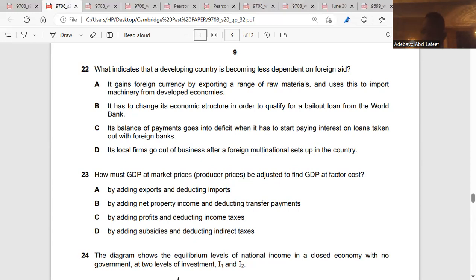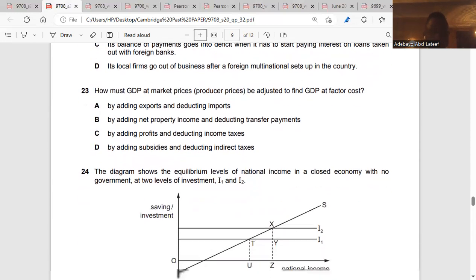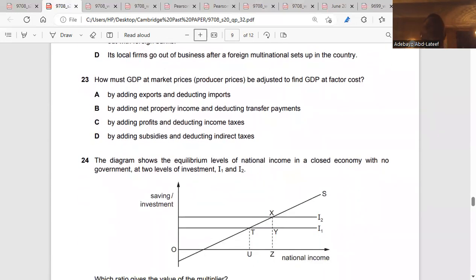23. How must the GDP at market price be adjusted to find GDP at factor price? What is GDP at factor price? We're talking about GDP combined with land, labor, capital, and the enterprise. So when you have to measure GDP based on market price, what you have to do is add the subsidies and take away taxes, indirect taxes, because indirect taxes will go to consumers. So the answer is D.